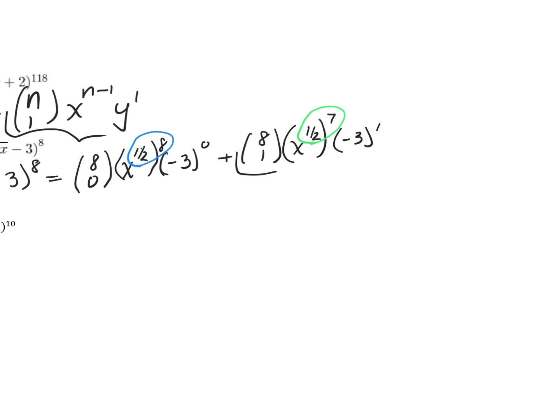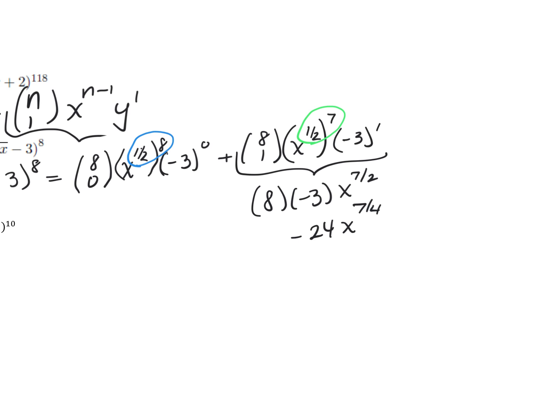So this is the term that I want. 8 choose 1 is going to be just 8. I have negative 3, x raised to the 7 over 2. So the term that I'm chasing is negative 24 x raised to the 7 over 2.